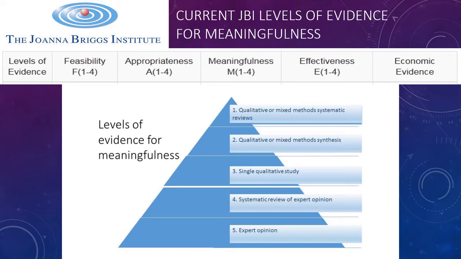If you look at meaningfulness, this is probably where the qualitative method would be more appreciated. So they have different levels of evidence in terms of meaningfulness. You can see at the top here are qualitative or mixed methods systematic reviews. And then you have the qualitative or mixed method synthesis, and then the single qualitative study, and then expert opinion down here at the bottom. So they really recognize that in terms of meaningfulness, qualitative research has value.